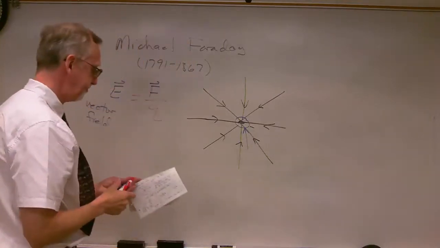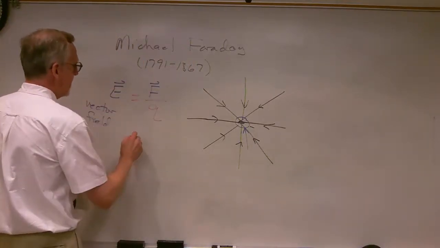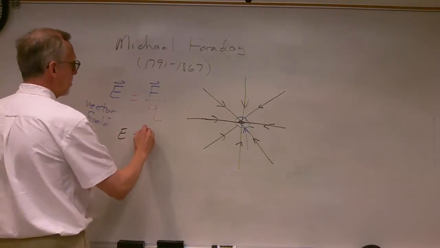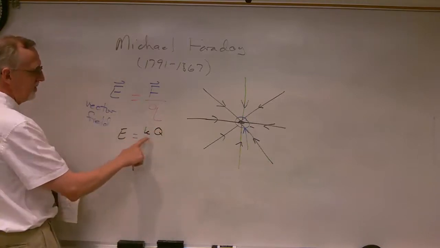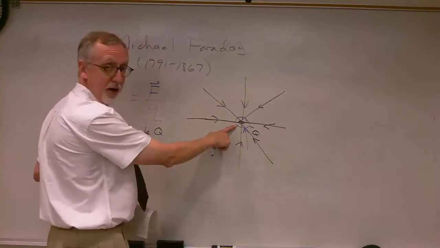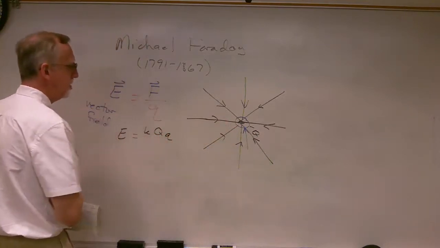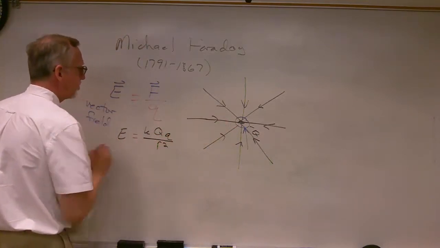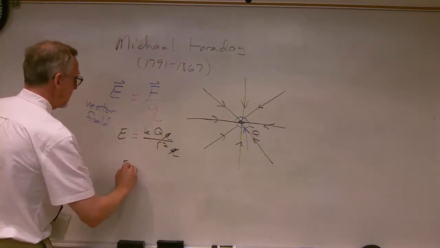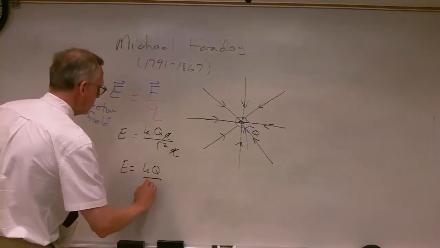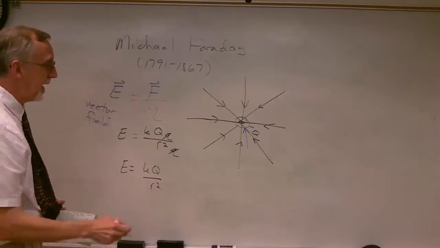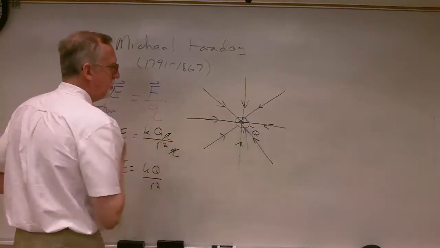Well, what does that mean? In terms of the magnitude, E is equal to K times Q, the charge here, times the magnitude of the test charge, divided by r squared. And if we divide off that test charge, we end up with the electric field equal to KQ over r squared. And there's the magnitude of the electric field created by our charge Q here.